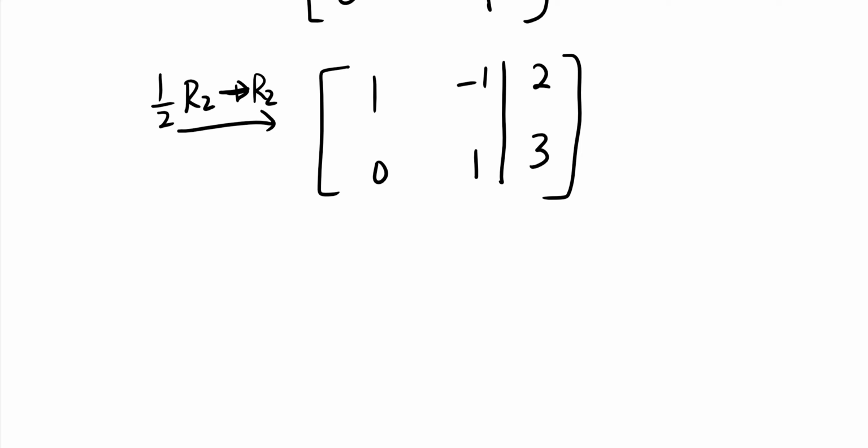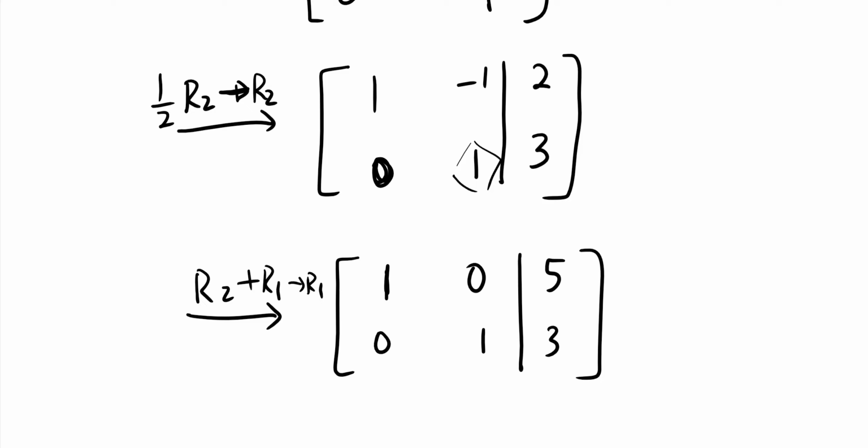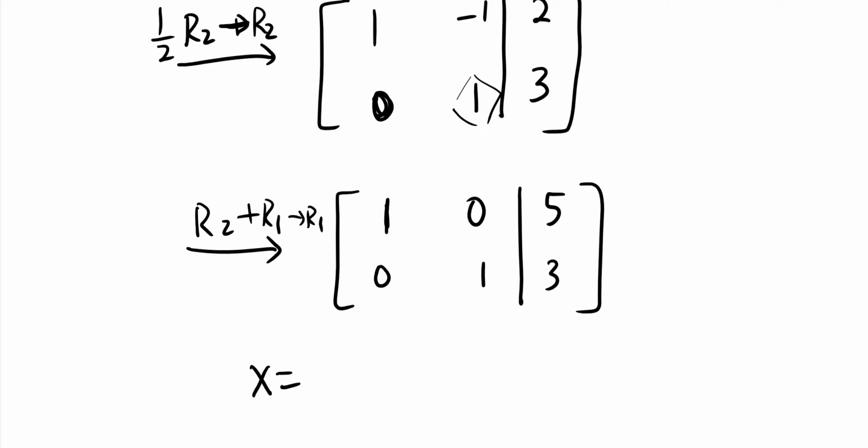So now I got a 1 down here. So we have a 1. I'm going to take that 1, multiply row 2 by nothing, basically. Just add row 2 to row 1. And the result will go in row 1. So row 2 stays the same. Row 1, 0 plus 1 is 1. 1 minus 1, 0. 3 plus 2, 5. Again, from here, x is 5 and y is 3.